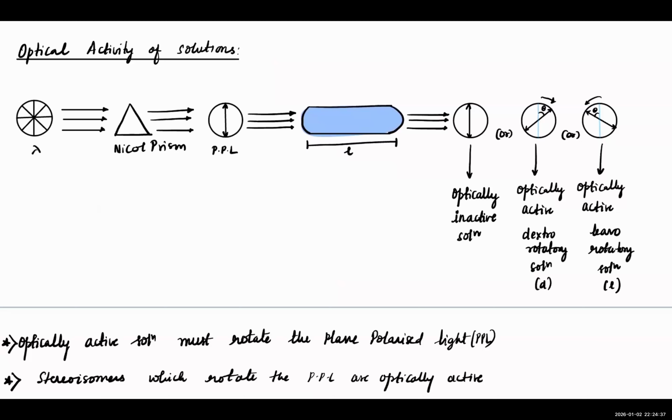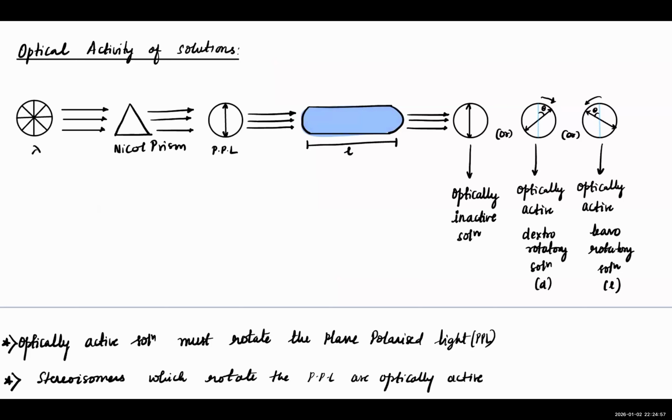Now let us understand what is this optical activity of solutions. Imagine you took a solution which shows chirality. It shows a phenomenon of chirality, and I filled it in a test tube like this.